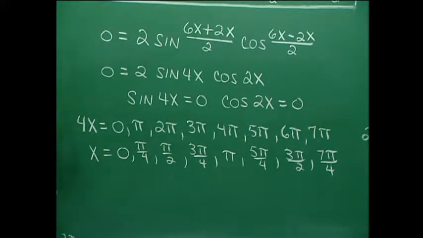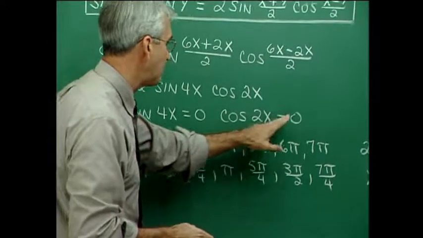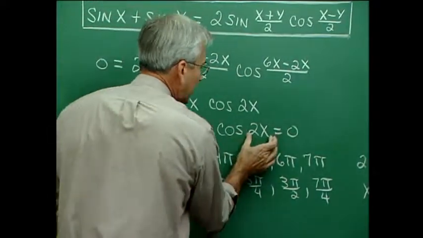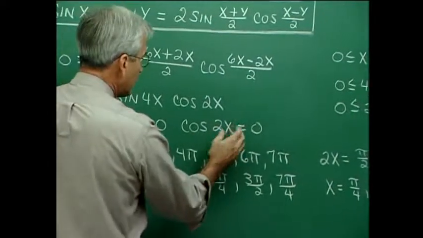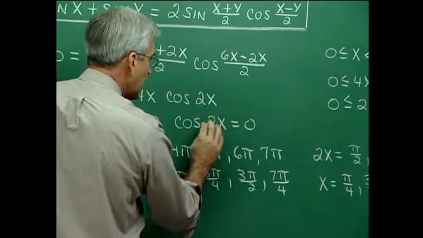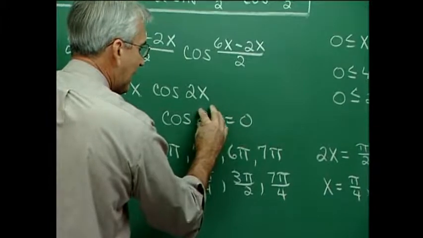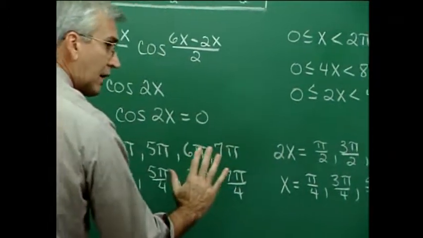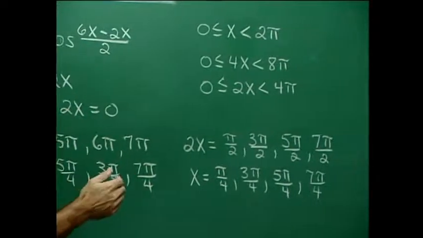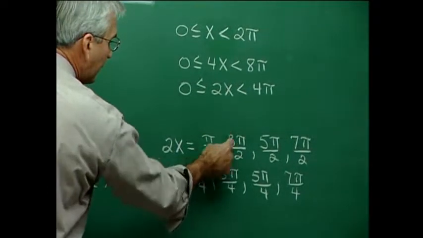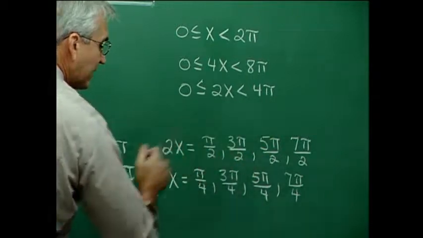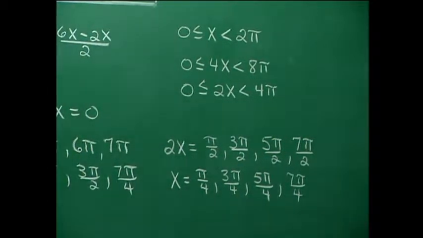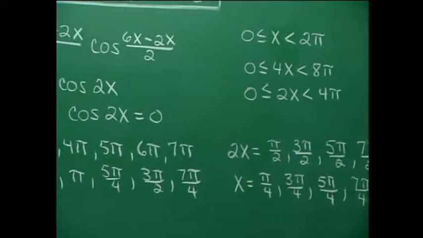In a similar way, we analyze the situation for cosine 2x. Now, for the cosine curve, we think, well, for what values is this true? That cosine of the angle is equal to 0, and the angle happens to be 2x. So 2x takes on values of, and then we look at the cosine curve, and it turns out to be pi over 2, 3 pi over 2, 5 pi over 2, and 7 pi over 2.